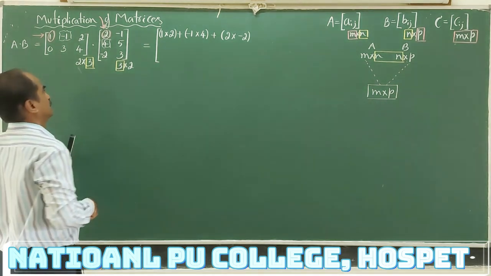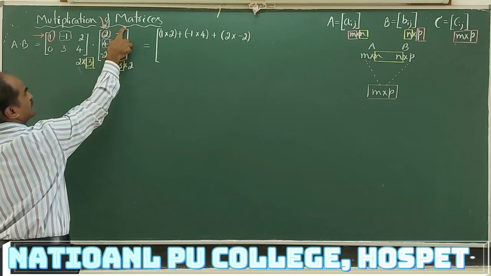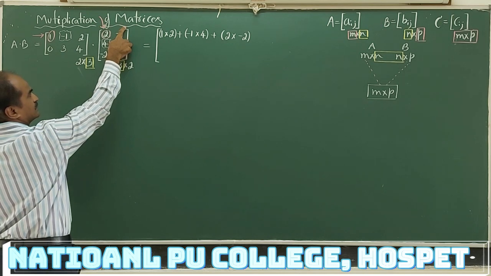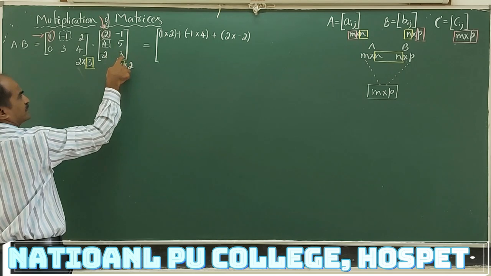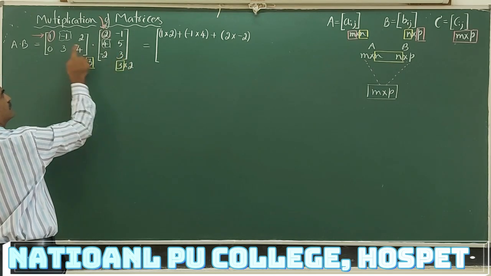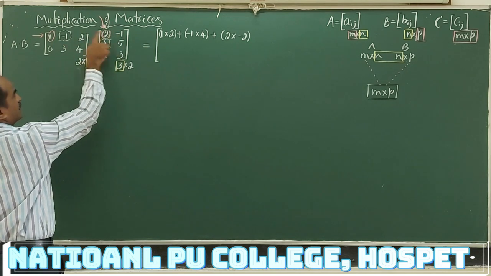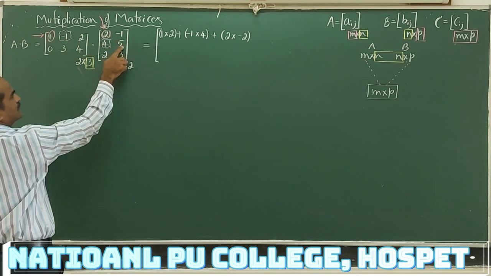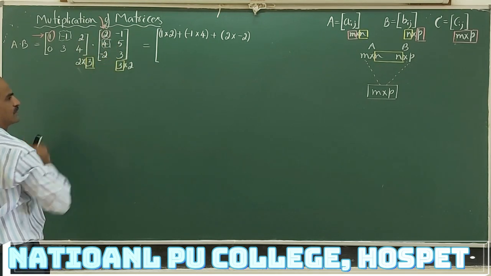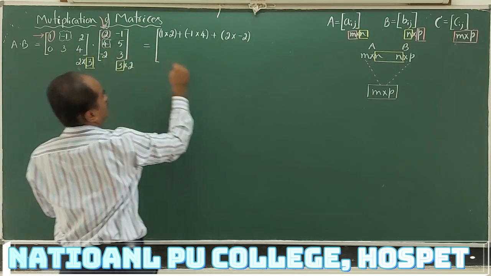Now, fix the same row and move on to the second column of the second matrix. Take the second column elements now. That is minus 1, 5, 3. Again 3 elements are there. First row elements 1, minus 1, 2. Again make pairs of elements now: 1, minus 1; minus 1, 5; 2, 3. Multiply and add it. 1 into minus 1.